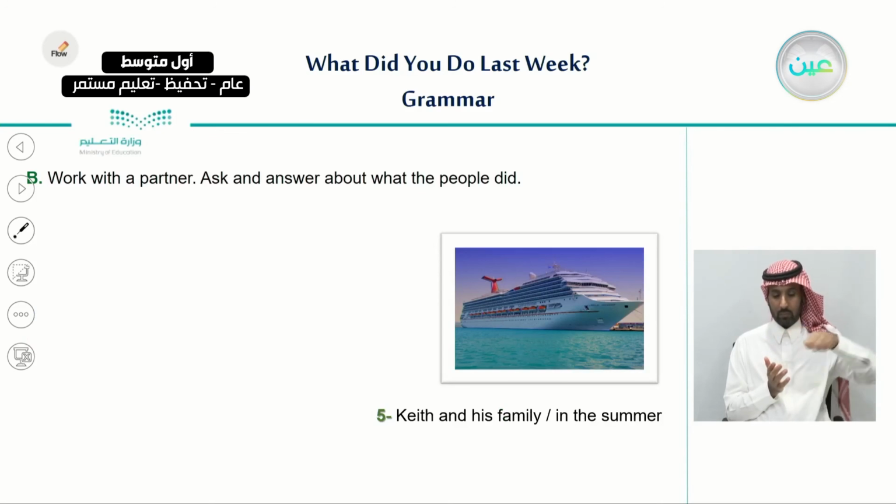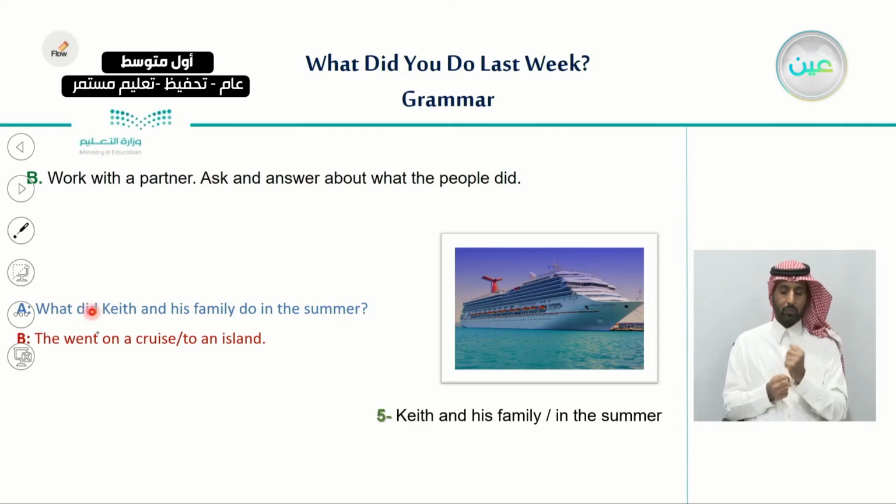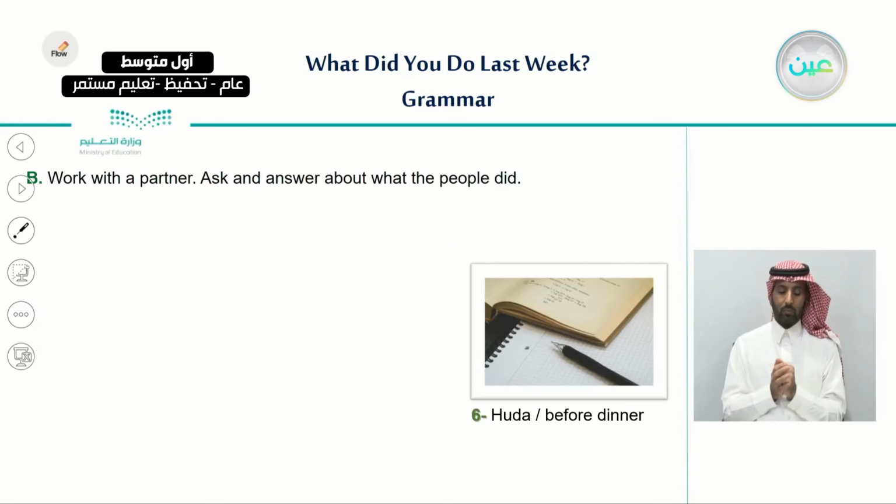And also, number 5, Keith and his family in the summer. And here we have a picture of a cruise. We can have a similar question to this. What did Keith and his family do in the summer? We can say they went on a cruise or they went to an island.